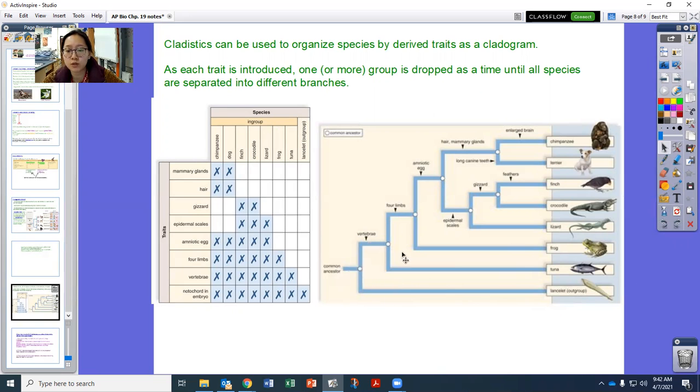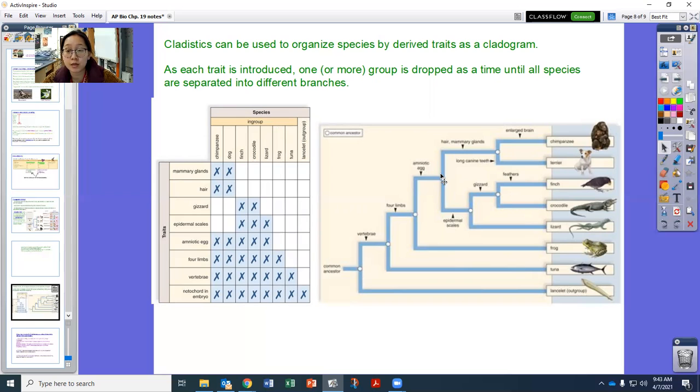The next branch would be 4 limbs or less than 4 limbs, or no limbs, right? And so we would have 4 limbs, and all of these organisms from here up have 4 limbs, and this one group that got dropped off is the tuna, and it does not have 4 limbs. Next would be an amniotic egg, or an egg with the fluid surrounding it, usually as a protection and some nutrient barrier. And so all of these 1, 2, 3, 4, 5 have amniotic eggs. However, the frog does not, so it gets dropped out.